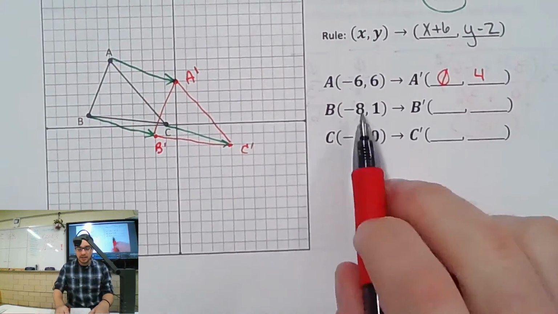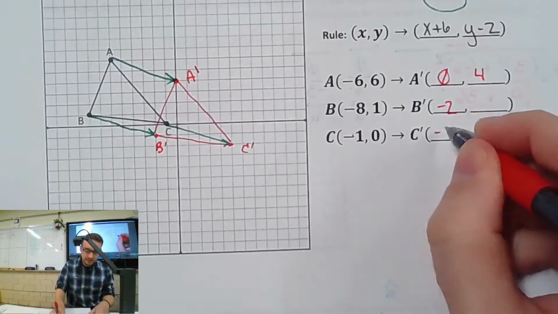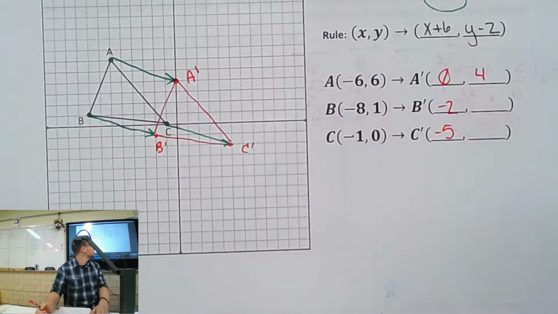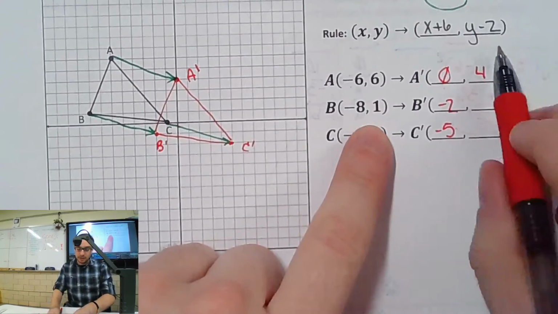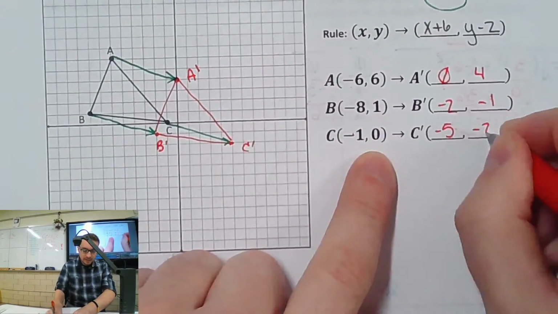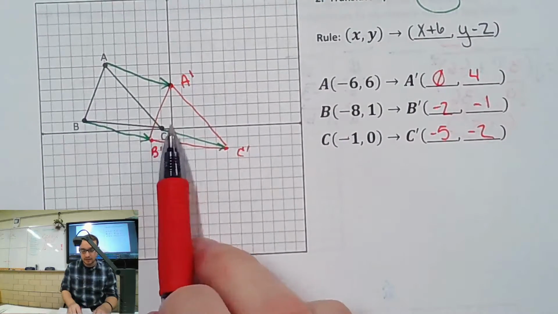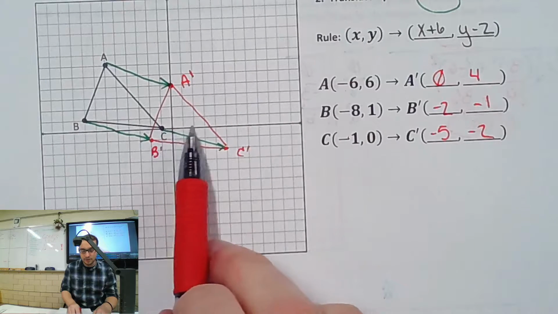Hopefully not. Negative 8 plus 6 is negative 2. Negative 1 plus 6 is negative 5. So that's the horizontal shift on those guys. The vertical shift is minus 2, so we're going down 2. It's going to be at negative 1 and negative 2 respectively. And you can check the coordinates, right? Negative 2, negative 1 is where B prime is. Negative 5, negative 2 is where C is, right?